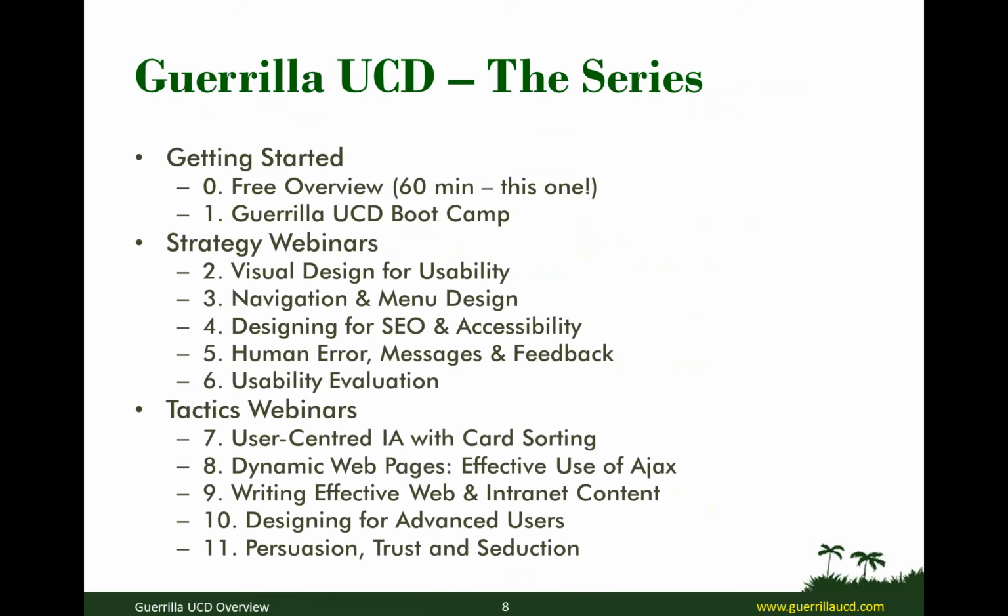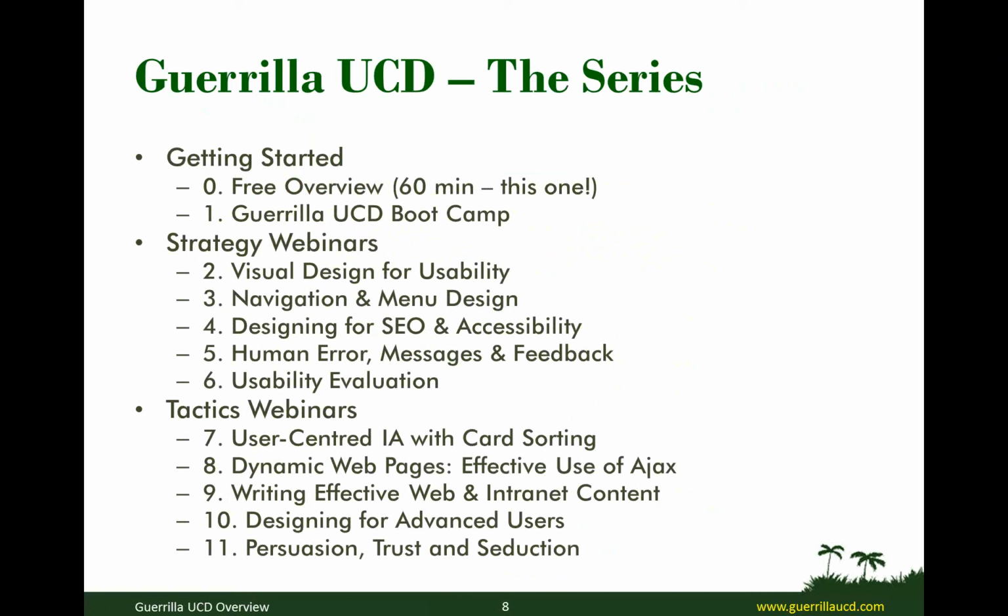So this is the complete set. Getting started is the first chunk, and here we are at session 0 for the free overview. And then we move on to the Guerrilla UCD Bootcamp, then the 5 strategy webinars: visual design, navigation design, designing for search engine optimization and accessibility. Human error, messages and feedback, a very important consideration in producing good user experiences. What do you do when things go wrong? And then usability evaluation. So that's the strategy webinars.